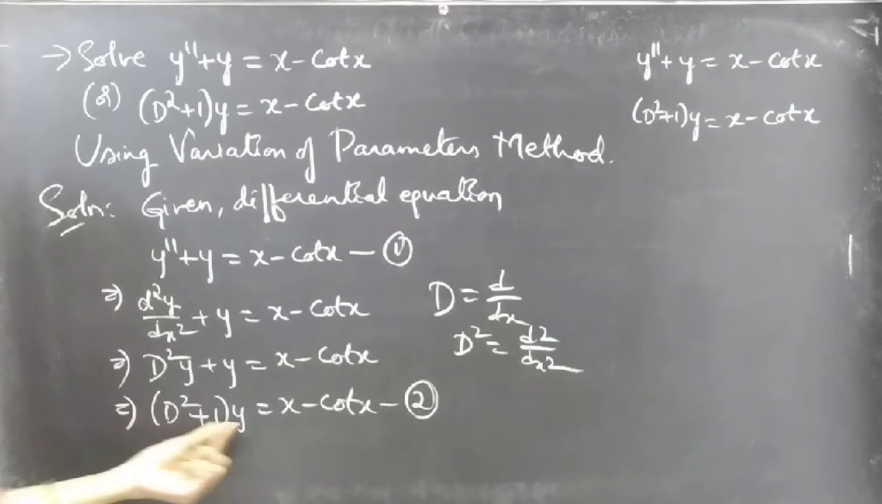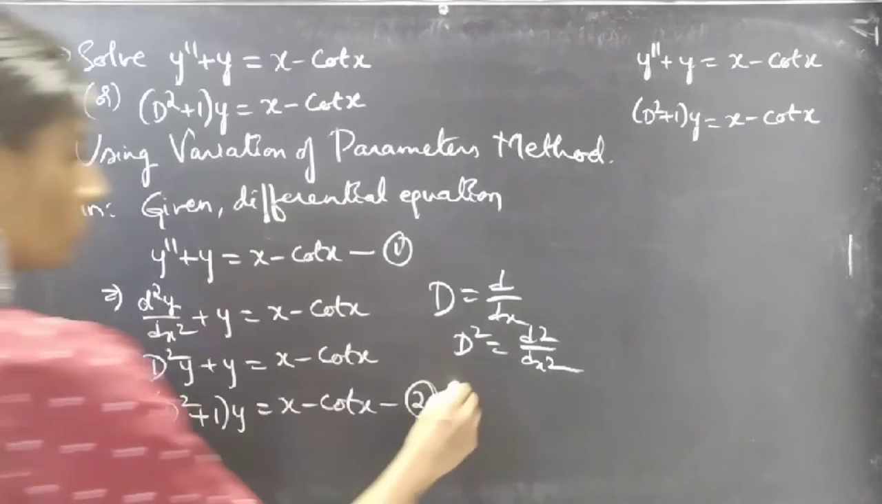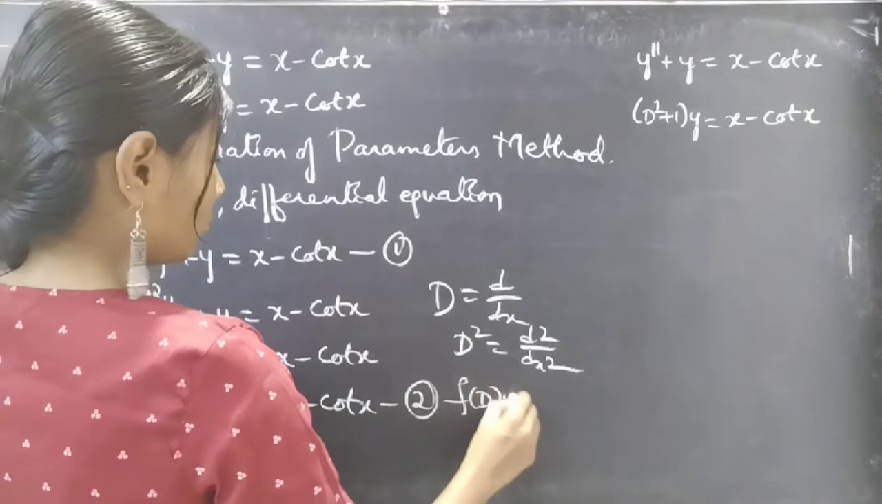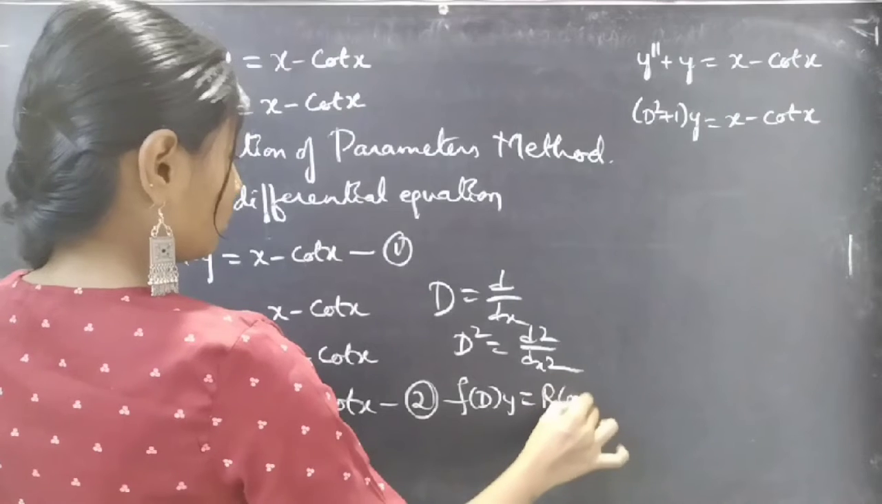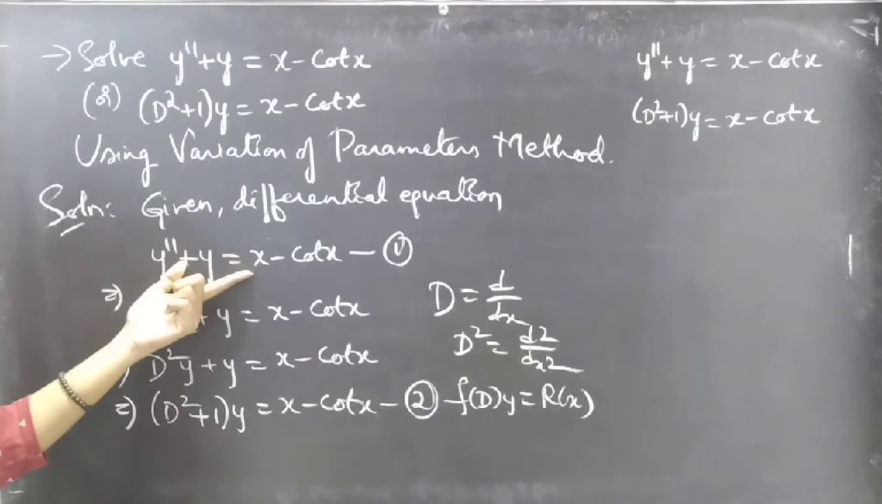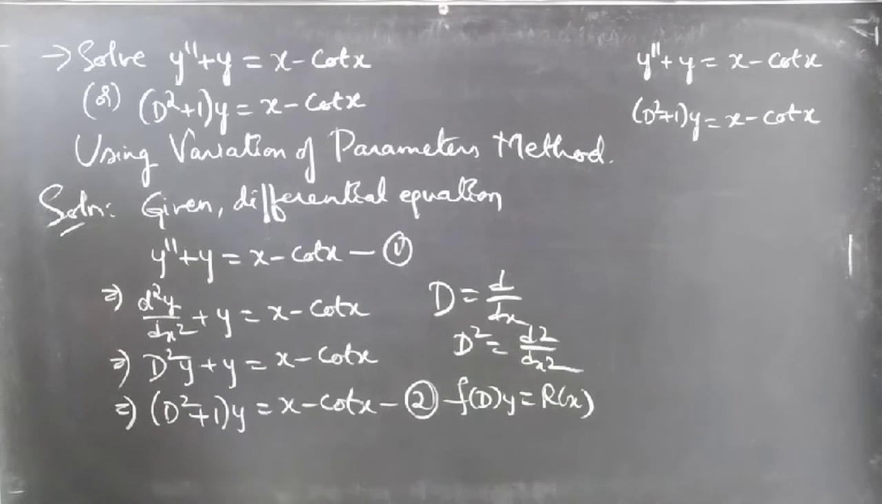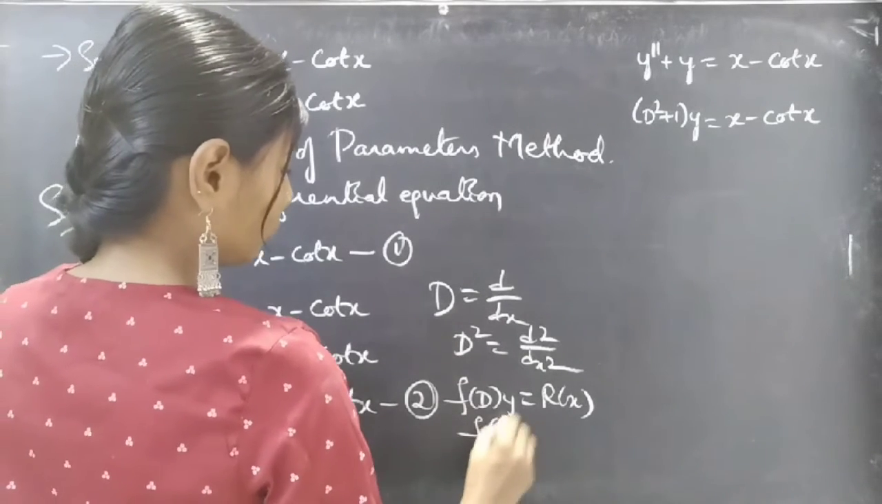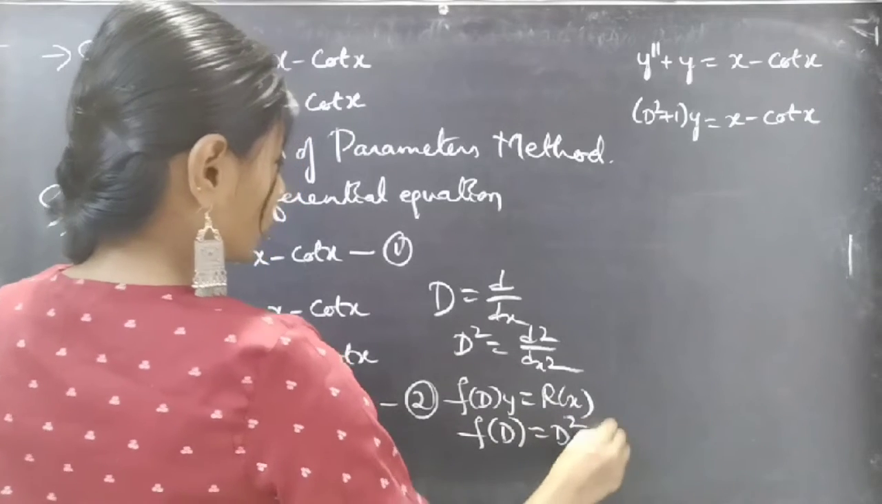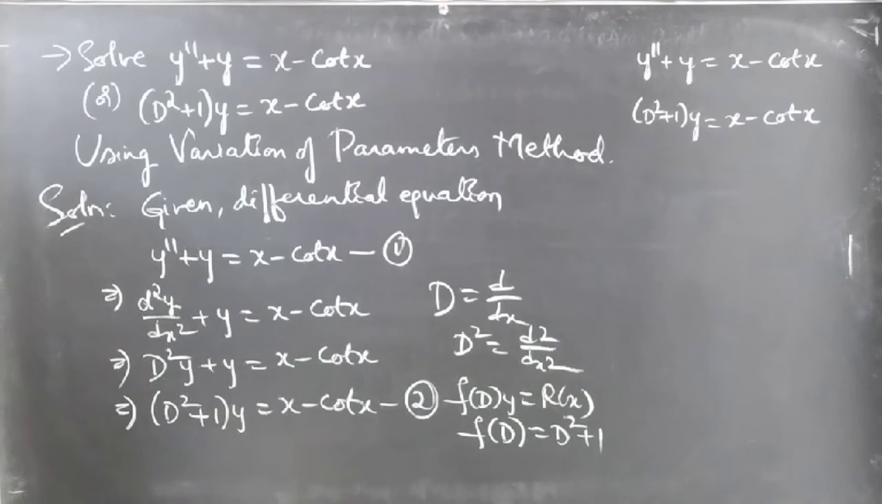Say f of D into y equal to some function of x. So equation 1 in operator form is our equation 2, right? Where f of D is D square plus 1 and r of x is x minus cot x.